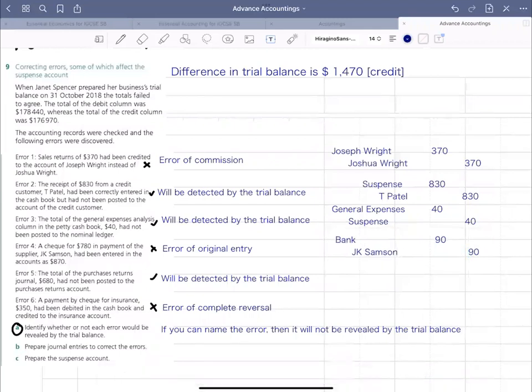So this is error of original entry. Error number 5, the total purchases return 680 had not been posted on the purchases return account. So if you remember, purchases account is always debit, purchases return account also is always credit side. So we need to debit our suspense 680, credit our purchases return.